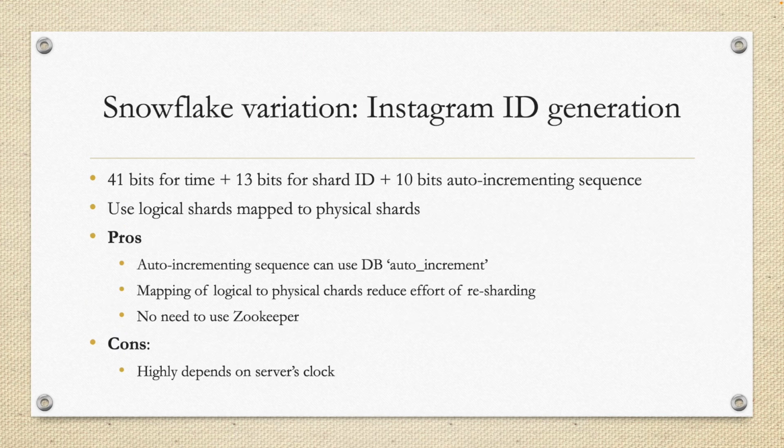Snowflake is a very important solution in this area, and many companies adapt this design to their business. Like Instagram ID generation, it changed some of the logic. We can see it uses 13 bits for shard IDs and 10 bits for the auto-incrementing sequence. Also for this shard ID, Instagram uses logical shards mapped to physical shards.